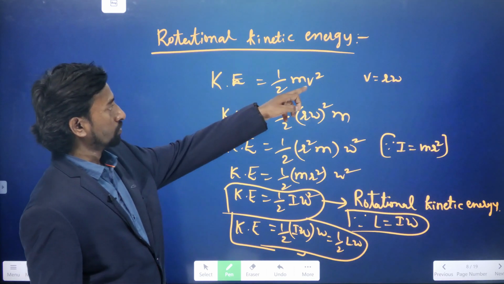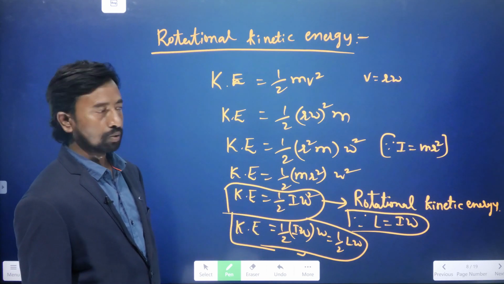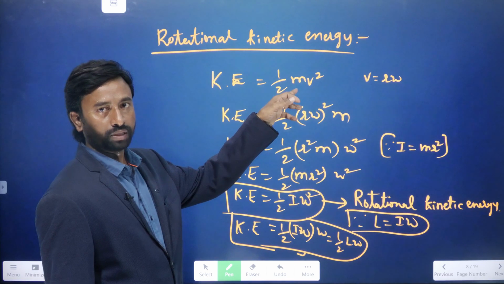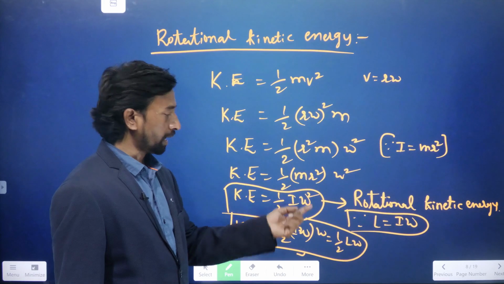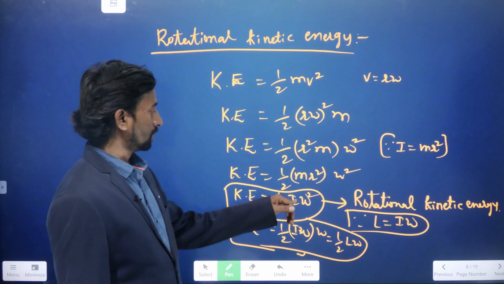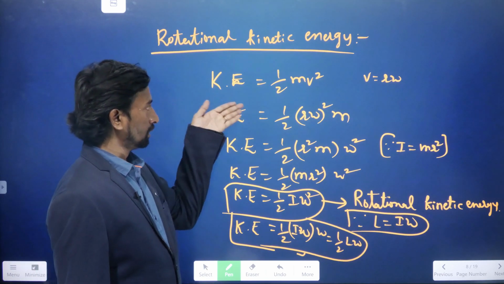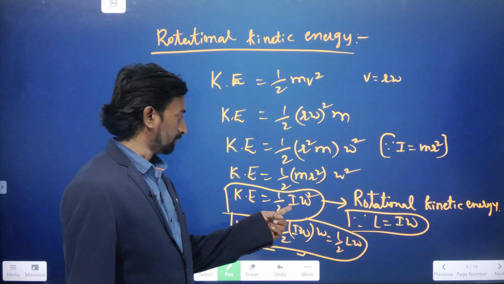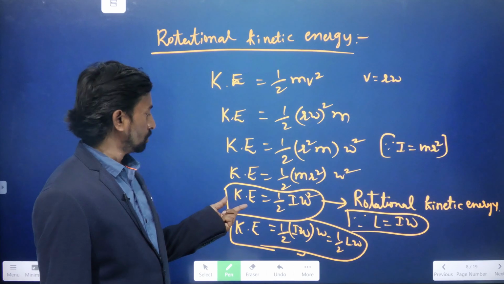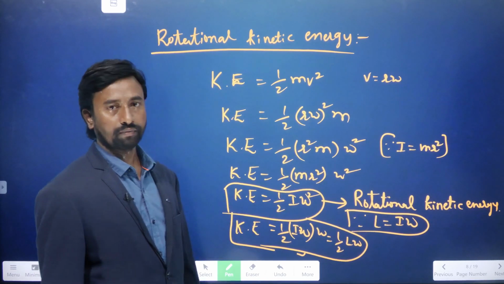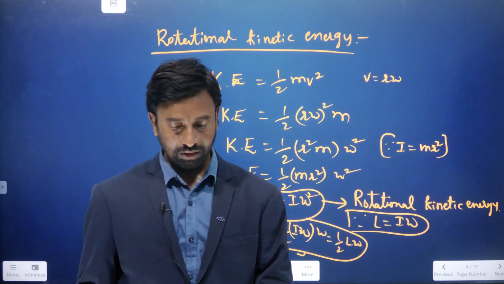In translatory motion, v square comes in the kinetic energy, and in rotational kinetic energy, omega square comes. The role of v in linear motion is played by the angular speed omega, and the role of mass in translatory motion is played by the moment of inertia in a rotating body. So half into I omega square is the rotational kinetic energy of the body.